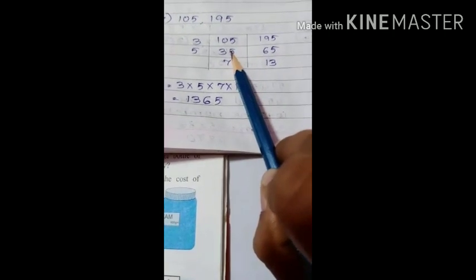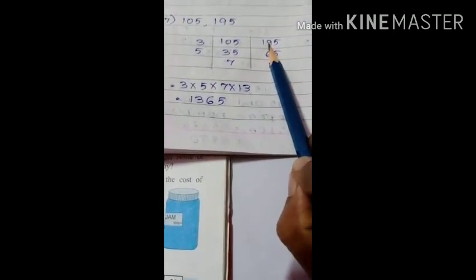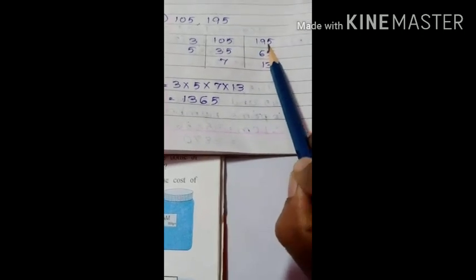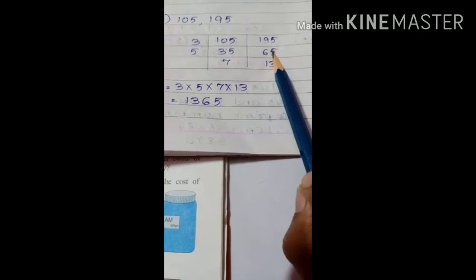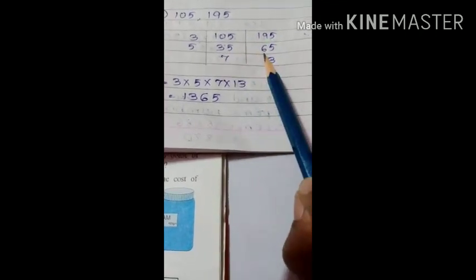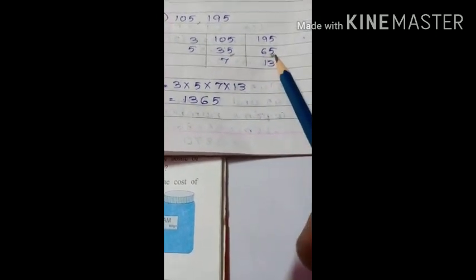3 5s are 15, 3 6s are 18. 1 remaining. 1 and 5 become 15. So 3 5s are 15. So what new dividend did I get? 35 and 65. Now at the unit place 5 is there. So both are divisible by 5.